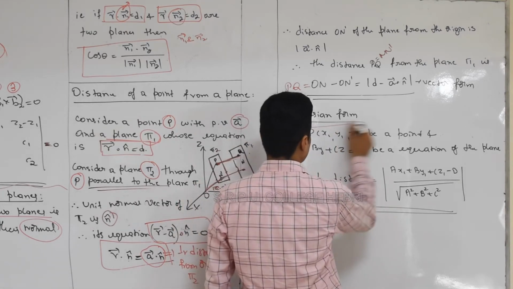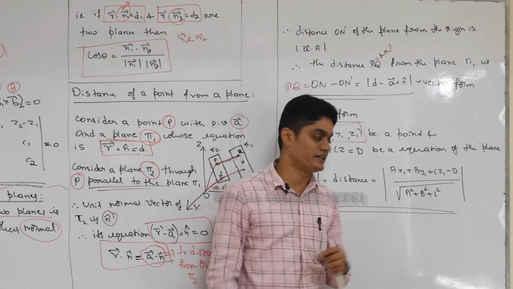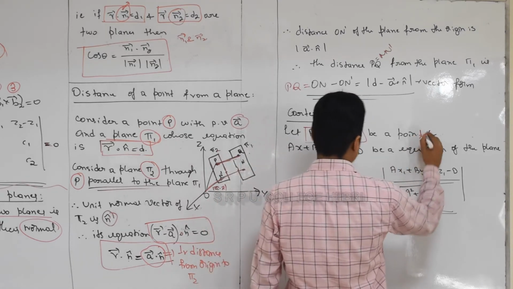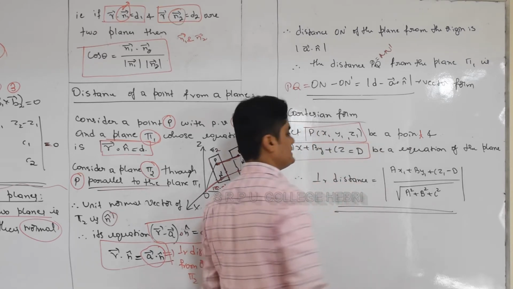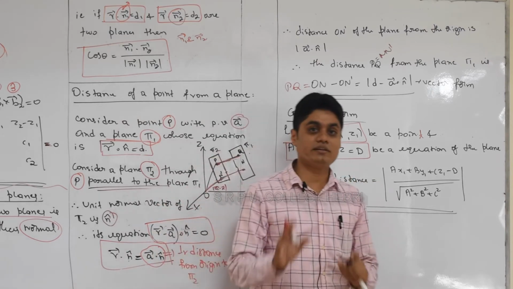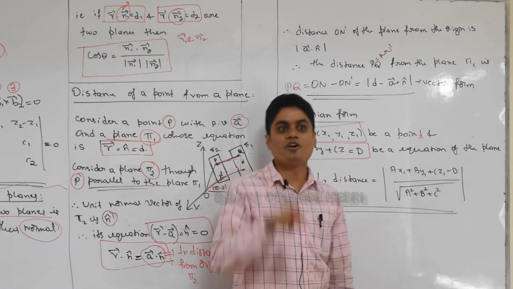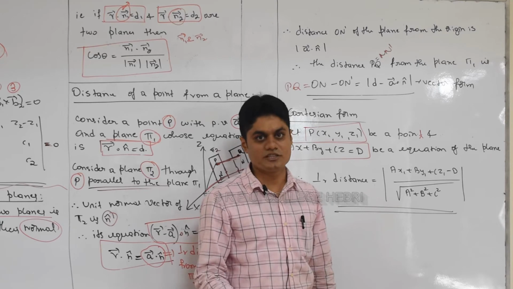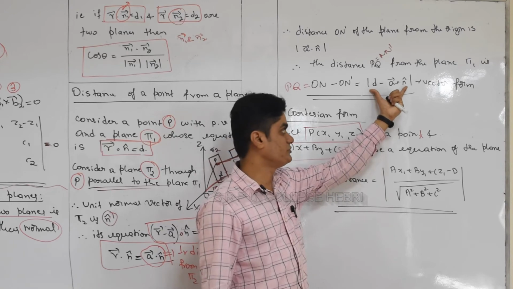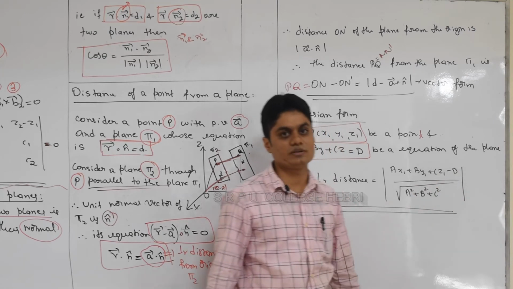So suppose the given point is P of x1 y1 z1. See, for the Cartesian form we don't need the position vector, we need the coordinates. So let the coordinates of P be x1 y1 z1, and the plane equation is ax plus by plus cz is equal to d. Then the perpendicular distance, you learned in first PUC in straight lines, mod of ax1 plus by1 plus c over square root of a square plus b square. It is a similar formula. If you substitute the given data in Cartesian form, you will get mod of ax1 plus by1 plus cz1 minus d over root of a square plus b square plus c square.